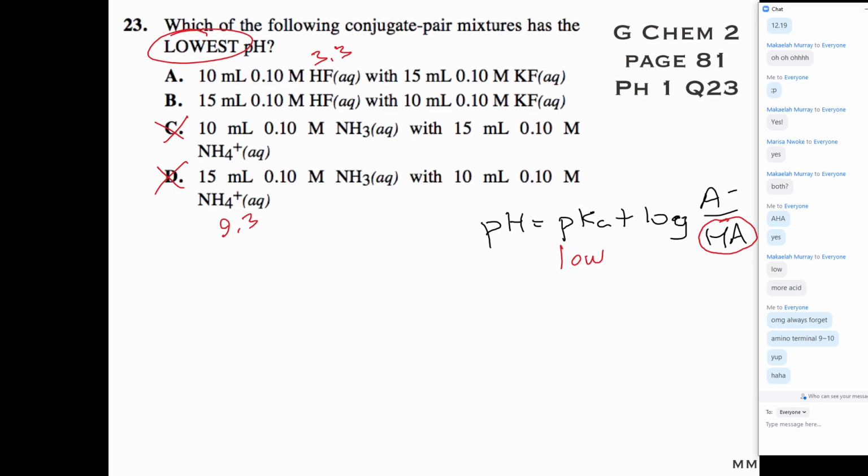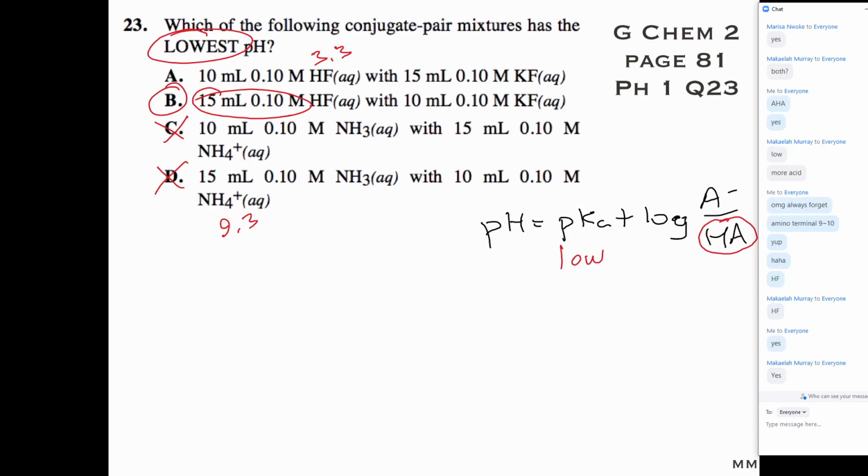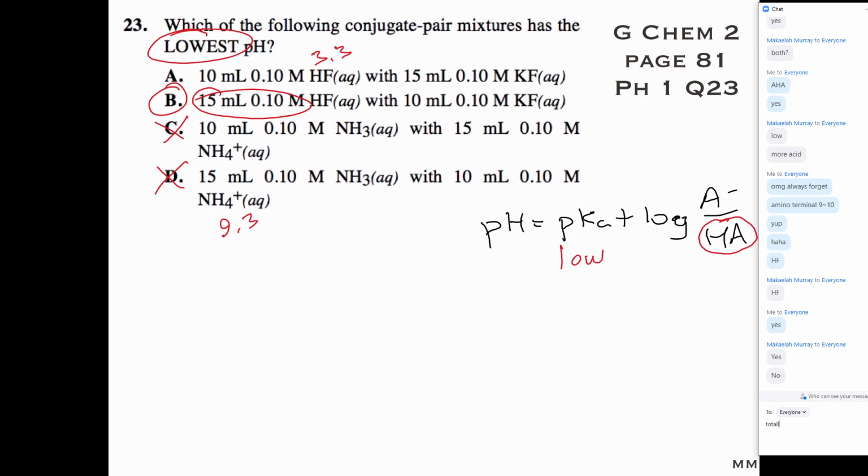Okay, now it comes down to which is the acid, HF or KF? Perfect. So 15 of 0.1 is more than 10 of 0.1. Does that make sense then? And is it worth plugging the numbers in, or how many are okay at that point that you don't really need confirmation?